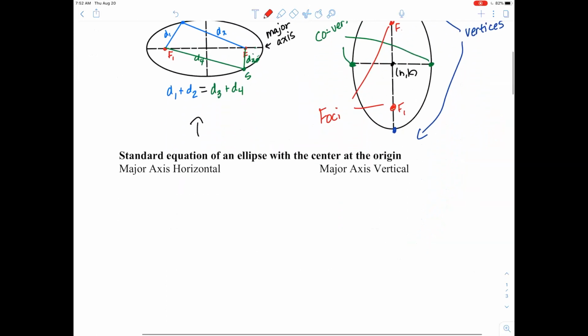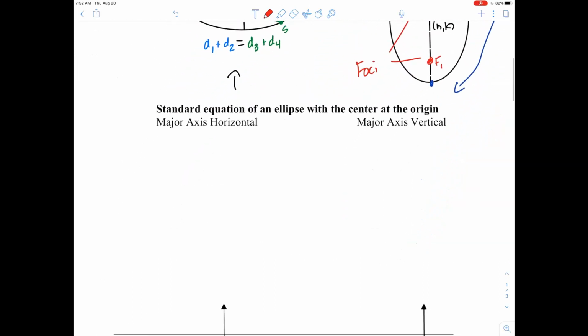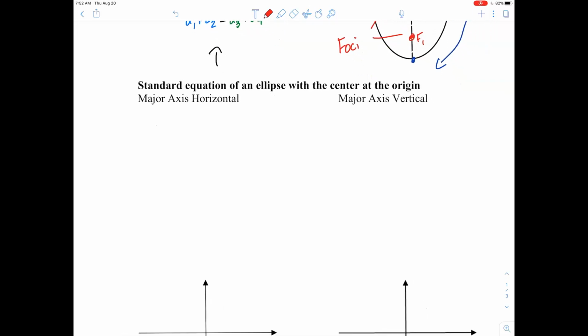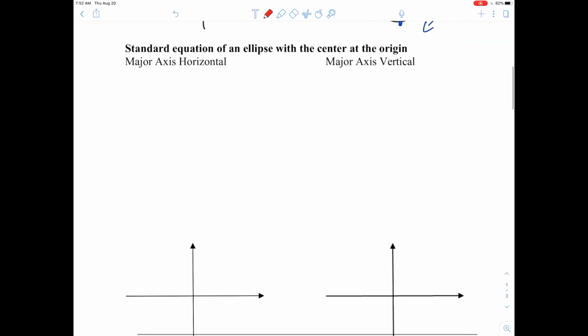All right. So let's take a look at the standard equation of an ellipse with the center at the origin. So we're going to start off basic, and then tomorrow I'll shift the center off the origin, and the equation will get slightly more complex, but I'm going to give you some tips to help you avoid the complexities as much as I can. All right, so here we go with the standard equation.